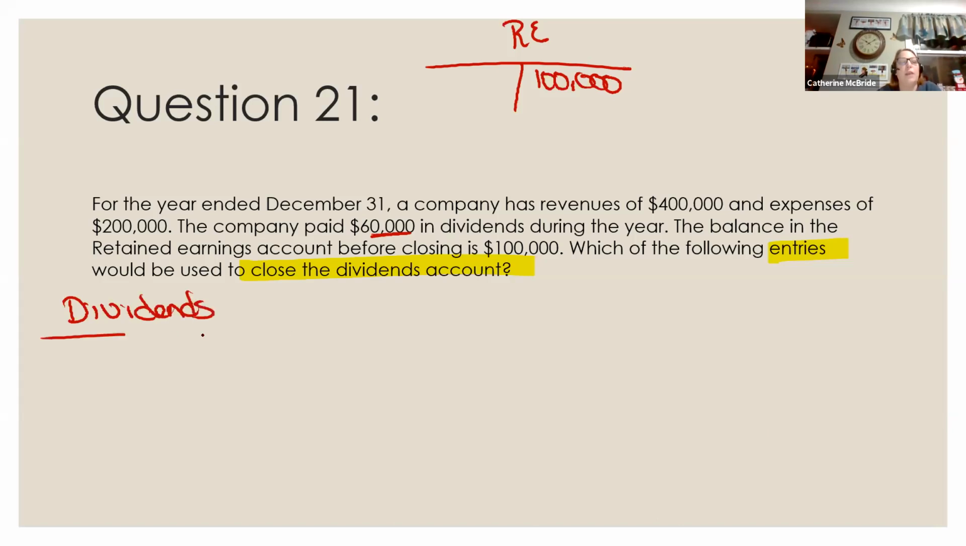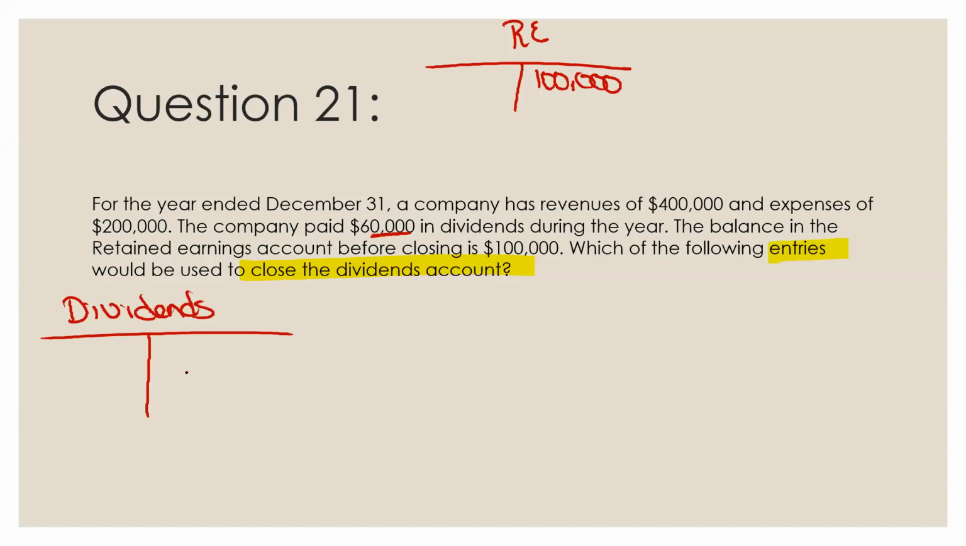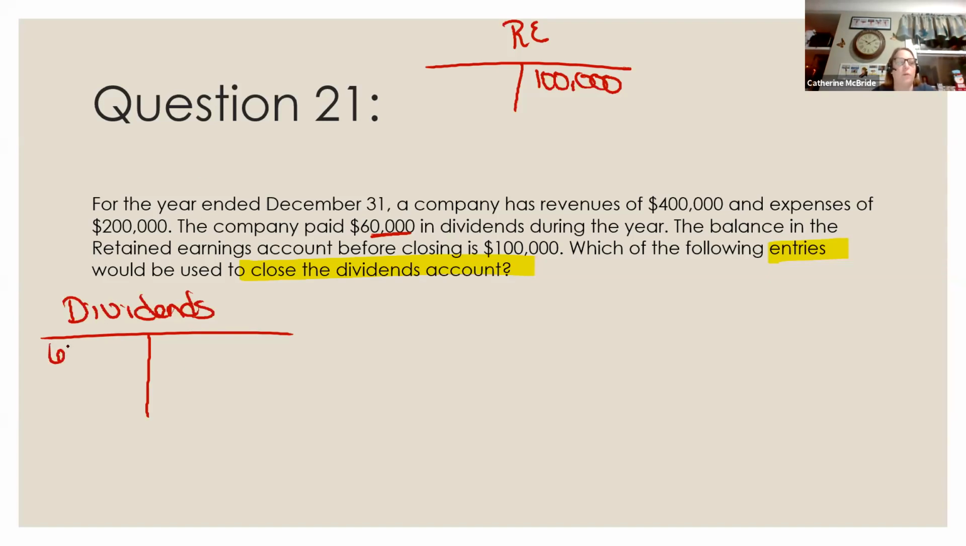Dividends usually have a debit or a credit balance. Do I increase dividends with the debit or with the credit? Credit? They're like an expense. They're not an expense, but they're like an expense, because it's an outflow, because they reduce equity. So it would be credit. No, look at your resource sheet. A debit, yep. So I have dividends of $60,000.